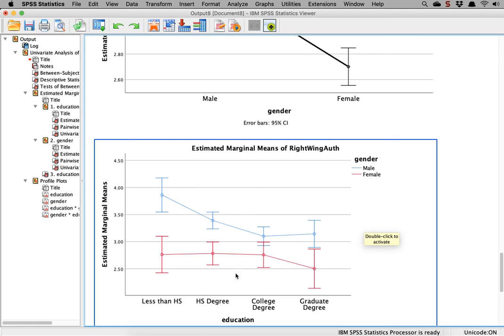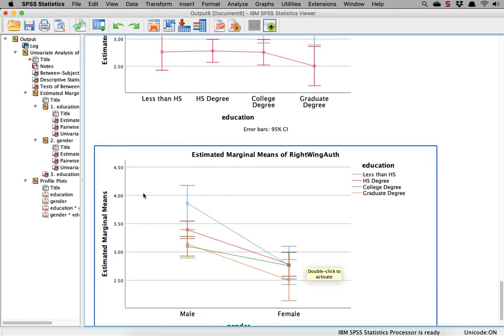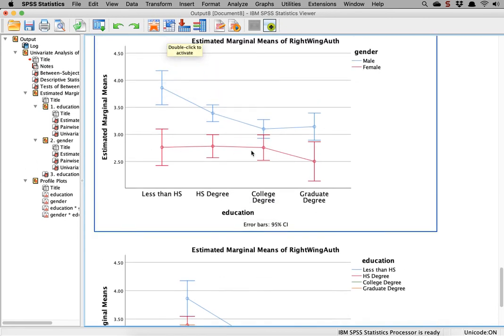There are lots of possible interaction patterns we could see. Just like we did in regression, the lines could cross or fan out or do different sorts of things. But these are clearly not parallel. You're looking for non-parallel lines. These are not parallel. That is evidence of an interaction.